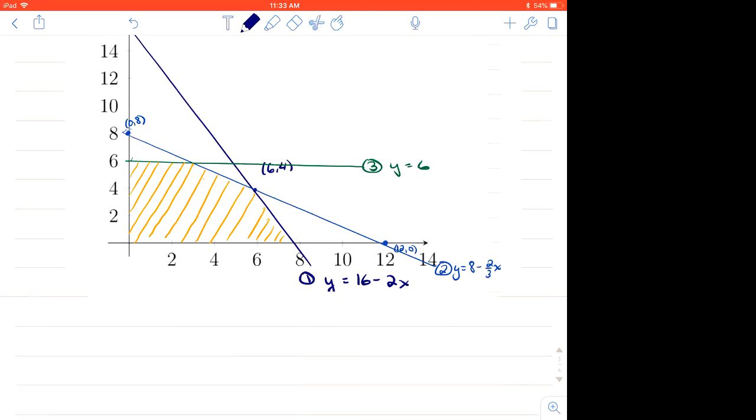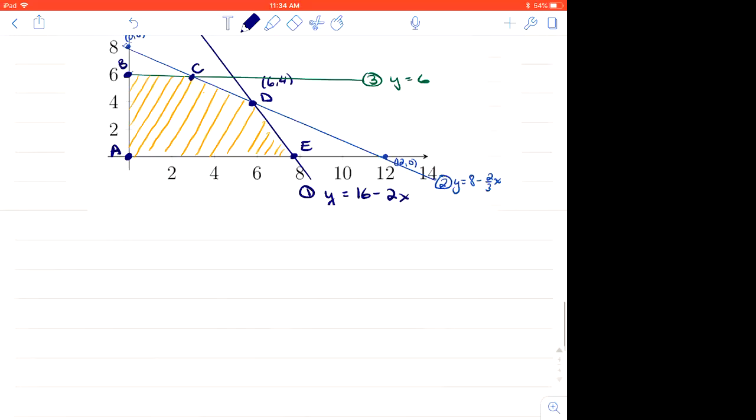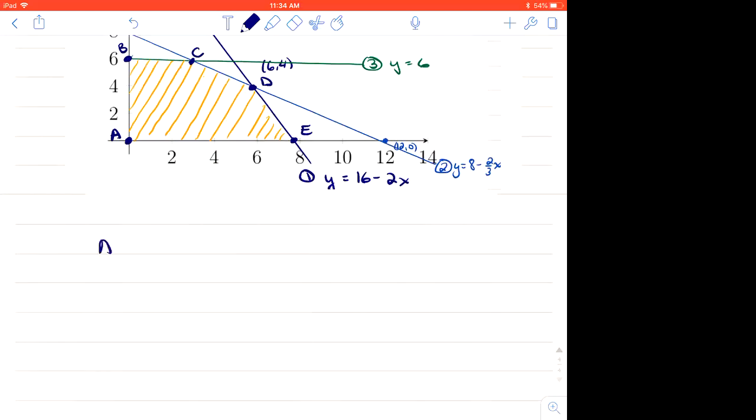So our intersections here, I'm going to label them. I don't want to do numbers just because we have so many numbers on there already, right? So I'll do letters A, B, C, D, and E. Those are all my points of intersection. Okay. So making a list here, I have A, B, C, D, and E.